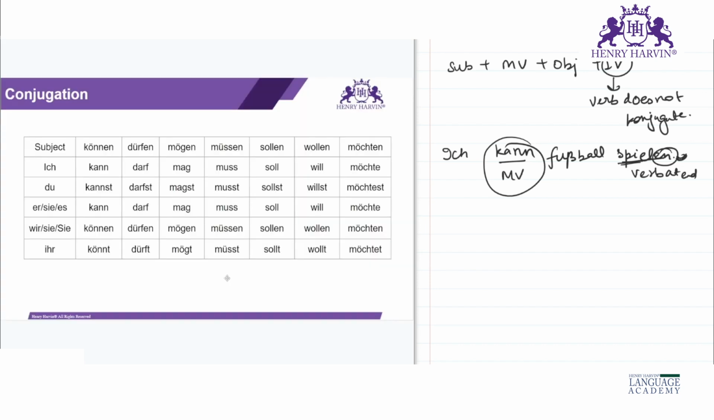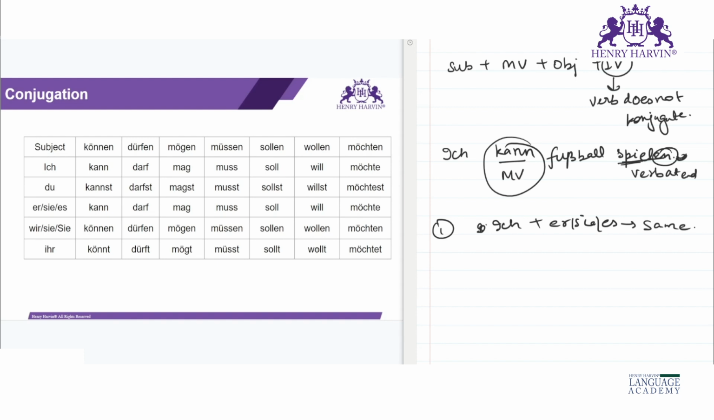Then we have the conjugations. Every modal verb has its own conjugation, but here comes one rule: ich plus er/sie/es is always the same in the conjugation, and whatever we have in the singular subject, we will not write any umlaut. Like here it is given: können, can, du kannst, er/sie/es kann, wir/sie können, ihr könnt.